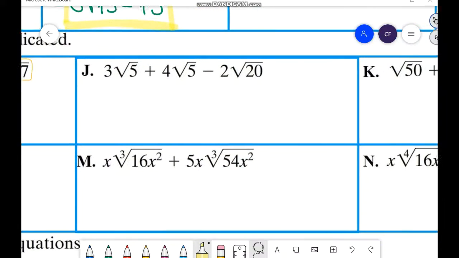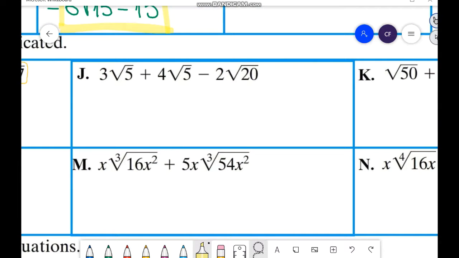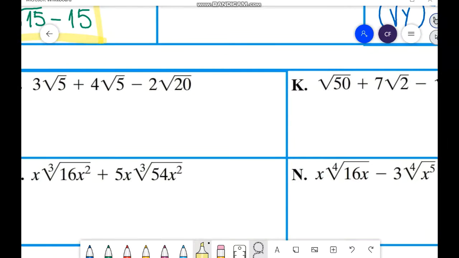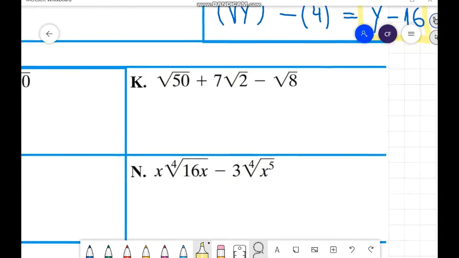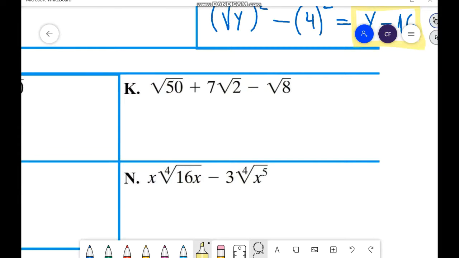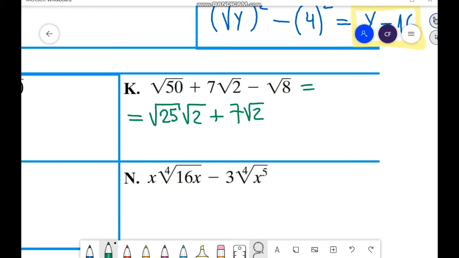But now, let me show this one. Let me show K. Skip this and work on K. Now we don't see like radicals. All the radicals are different. See? Square root of 50, square root of 2, square root of 8. They are all different. But we can simplify. We can break it down because 50 is 25 times 2. Keep this. And 8 is 4 times 2.